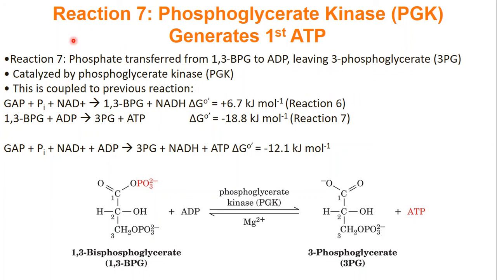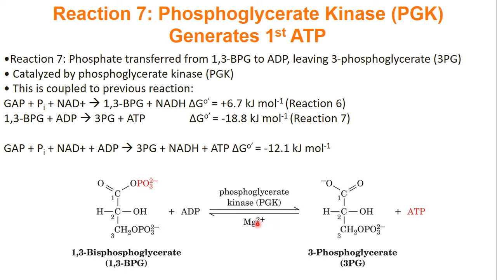In this video, we're going to continue with the second phase of glycolysis, and we're going to start right where we left off, where we made 1,3-bisphosphoglycerate in the previous video. Now we're going to use that 1,3-BPG and convert it to 3-PG, and while we're doing that, we're going to take ADP and make it into ATP.